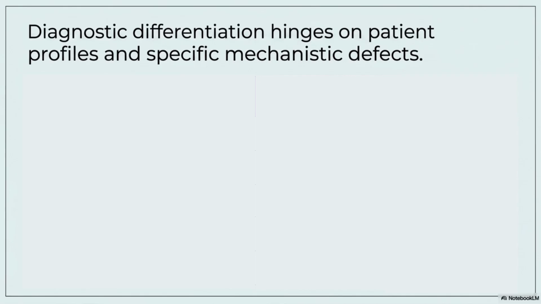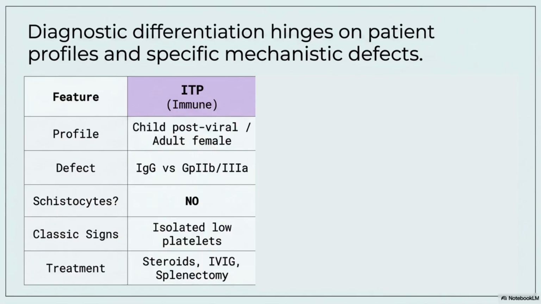To summarize and secure these points for your exams, diagnostic differentiation hinges on patient profiles and specific mechanistic defects. For ITP, the profile is a child post-viral or an adult female. The defect is an IgG against glycoprotein 2b3a. There are no schistocytes, and the classic sign is isolated low platelets. Treatment relies on steroids, IVIG, or splenectomy.